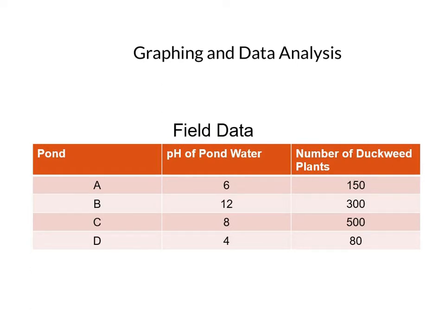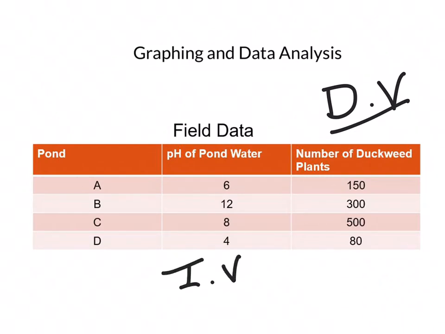So remember, the rule of thumb in a data table is that the dependent variable is the rightmost column. And the independent variable, you can usually deduce from that. So for this particular data table, we're going to say that the independent variable is the pH of the pond water. So how do you read a data table?